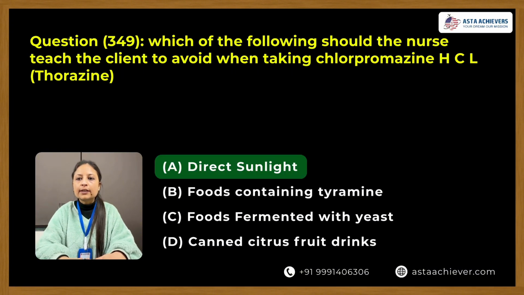Question number 349. Which of the following should the nurse teach the client to avoid when taking chlorpromazine? So option A, direct sunlight. Option B, food containing tyramine. Option C, food fermented with yeast. And option D, canned citrus fruit drinks. So option A, direct sunlight, because phenothiazine increases sensitivity to the sun, making the client especially susceptible to sunburn.